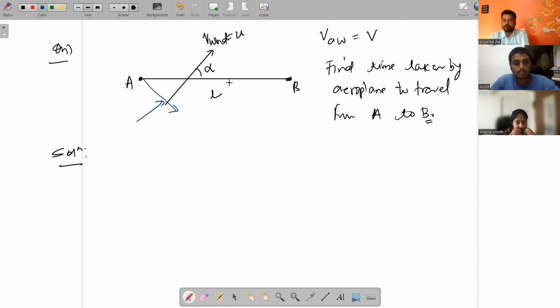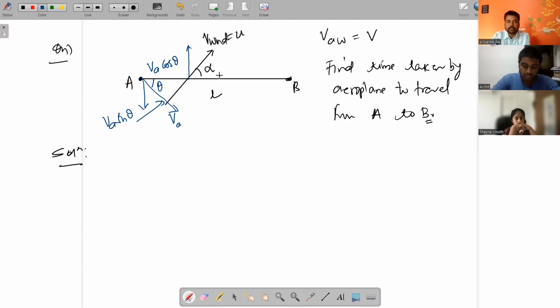Suppose the aeroplane starts at some angle theta with some velocity. Suppose the velocity of the aeroplane is VA. So it will have two components, VA cos theta and VA sin theta. And the wind has two components again. See this and this. So this is U cos alpha and U sin alpha. Now see, there are two kinds of velocity. Let me draw this again.